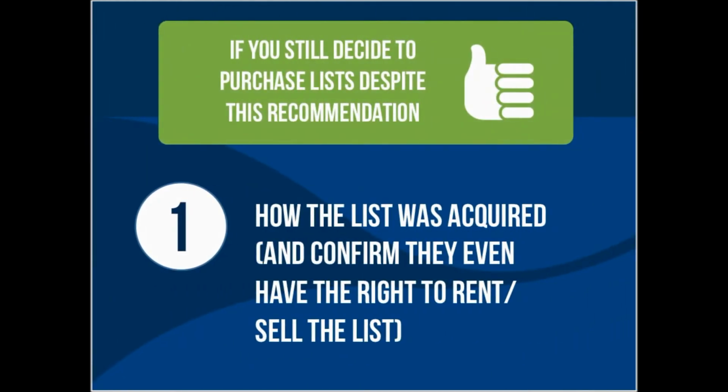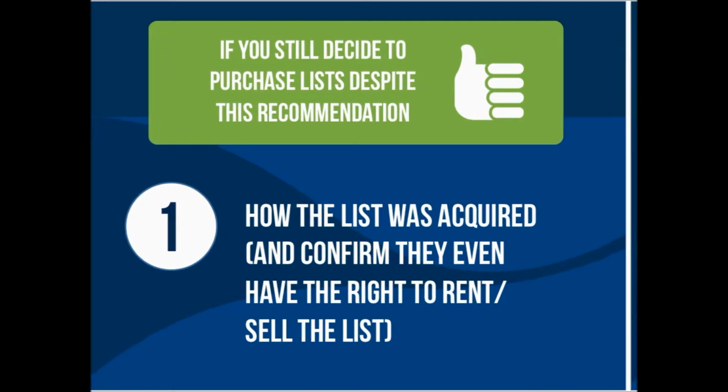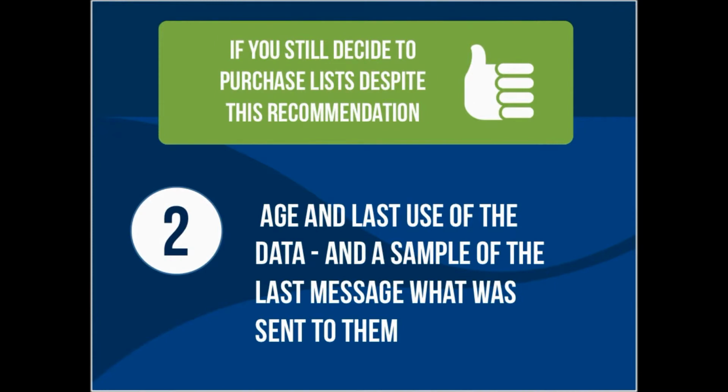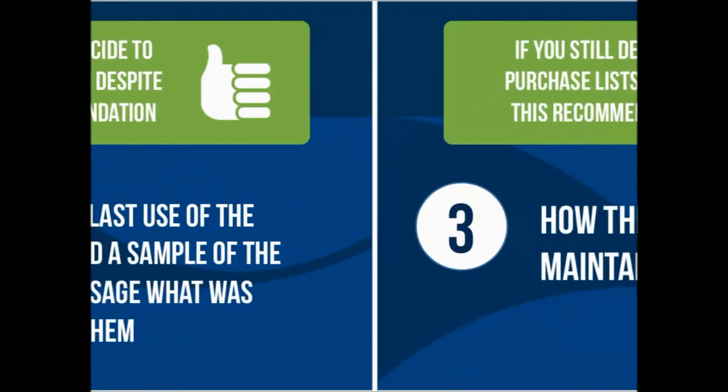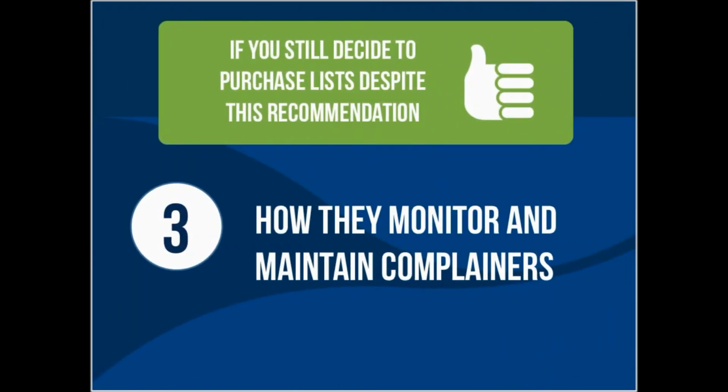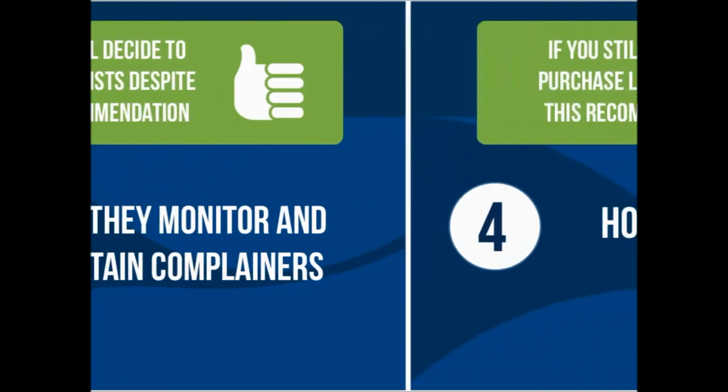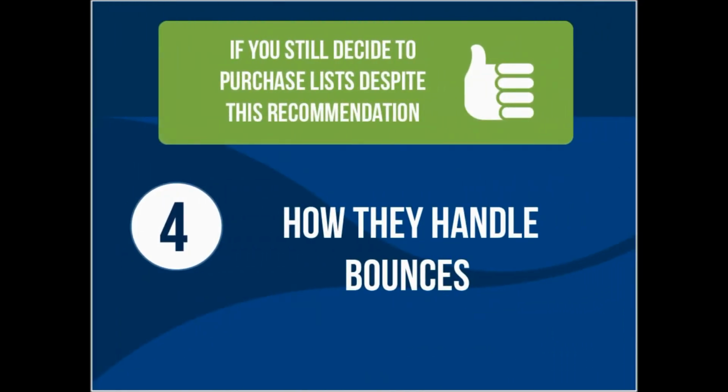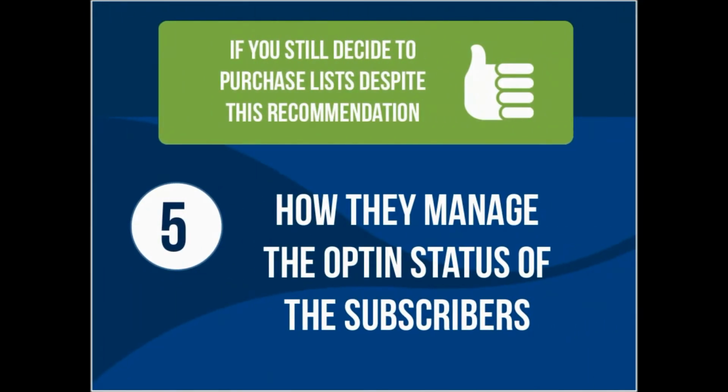However, if you do still decide to purchase lists despite this recommendation, then make sure that you know, first and foremost, how the list was acquired and confirm that they even have the right to rent or sell the list. You also want to know the age and the last use of the data and a sample of the last message that was sent out to the subscribers. You want to know how they monitor and maintain their complainers, how they handle bounces, and finally, how they manage the opt-in status of their subscribers.